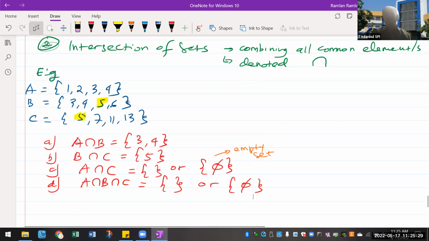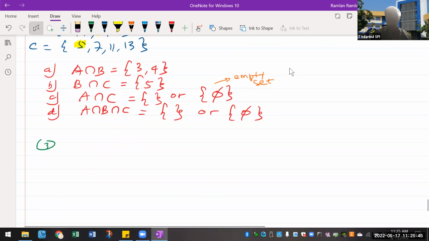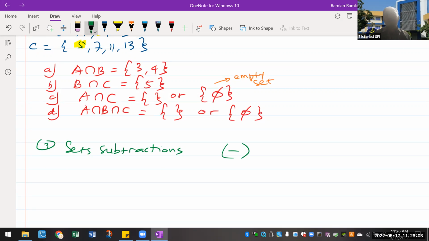Okay, the last one is difference of set. Saya ngomongnya subtracting aja lah. Kayaknya lebih tepat subtract ya. Set subtraction. Subtraction tahu kan? Dikurang gitu ya. Okay, so the notation is just minus. Tanda minus aja, dikurang, misalnya 1 dikurang 2, 3 dikurang 5, pakai tanda negatif. So this is the symbol.